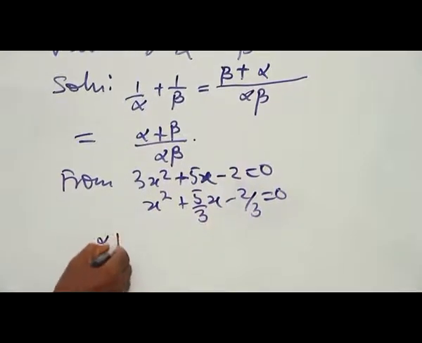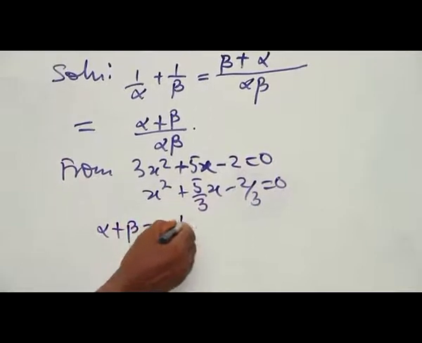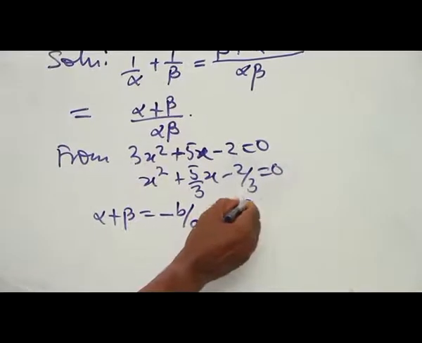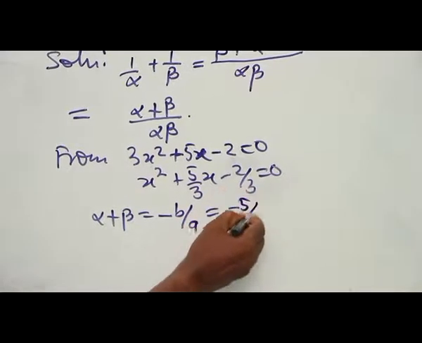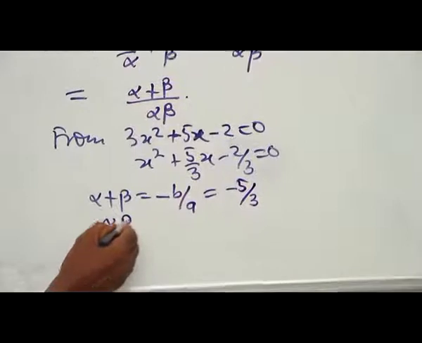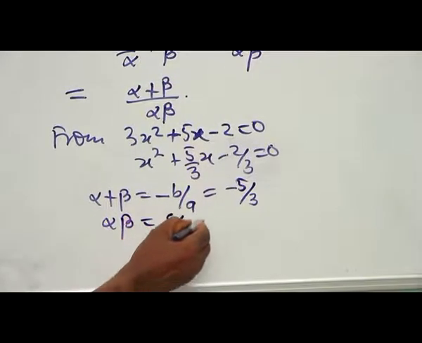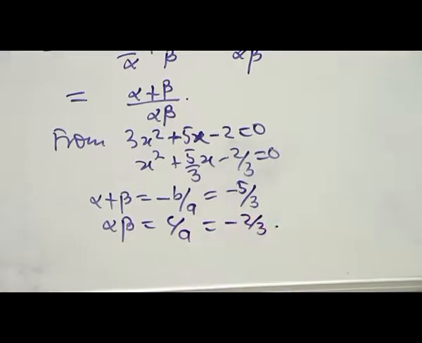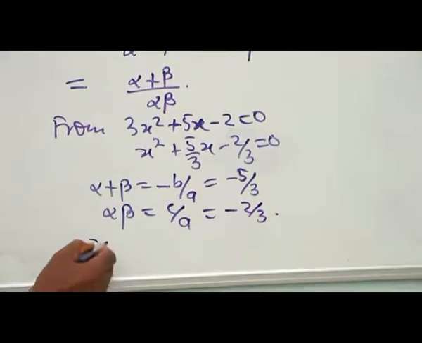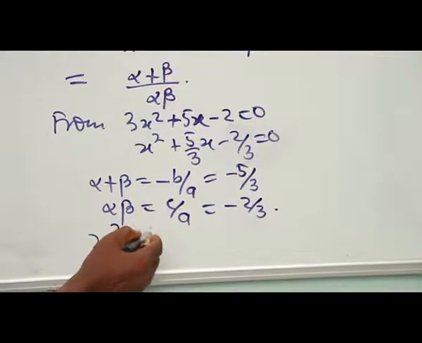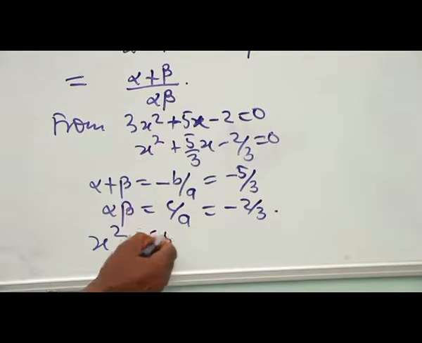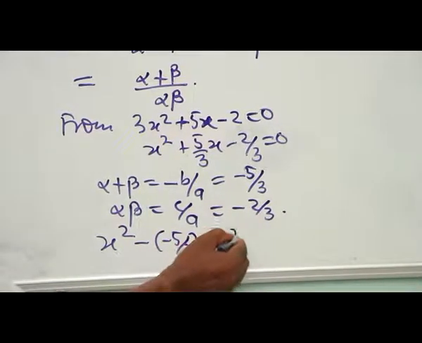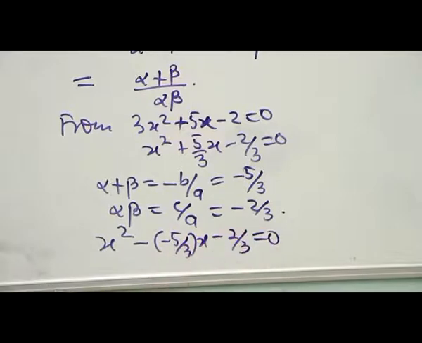Recall that alpha plus beta is equal to minus b all over a, and that is equal to minus 5 all over 3. While alpha times beta is equal to c over a, and that is equal to minus 2 all over 3. So now that you know this, what do you do? Therefore, s squared minus the sum of roots, which is minus 5 all over 3, of s, plus the product of roots, which is minus 2 all over 3, equals 0.